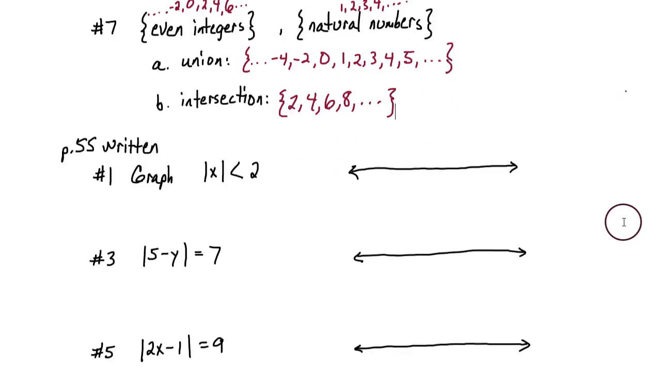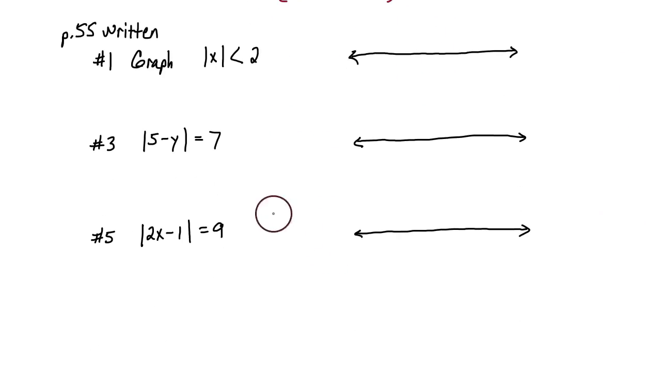Now page 55, the written exercises. We're asked to create graphs of some absolute value expressions. And the key to doing this is to transform the absolute value expressions into expressions that do not have the absolute value bars. There are three situations you look for, and it all depends on what symbol you have here: a less than, a greater than, or an equal symbol. In this case, we have the less than symbol.